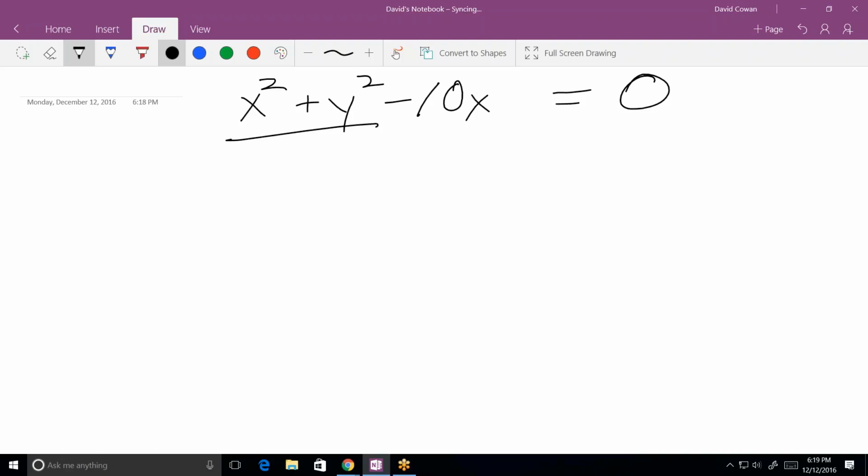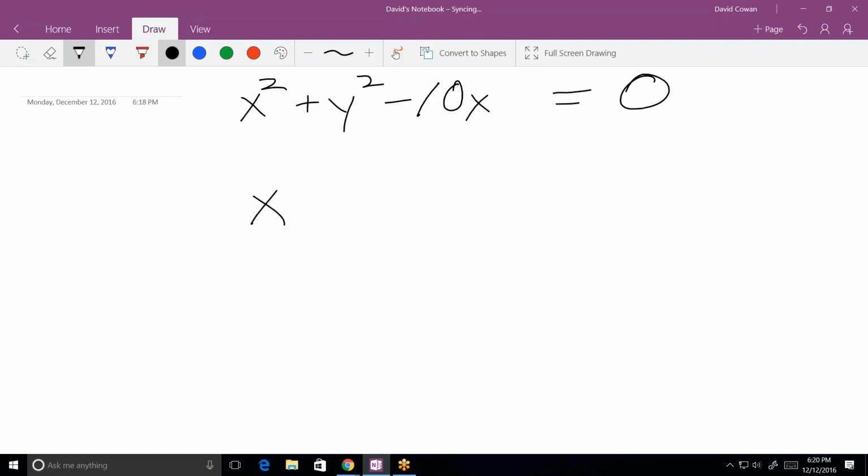This right here tells you what it is. What is it? It's a circle. It's a circle because you have an x squared and a y squared, and their coefficients are the same. There's a plus sign between them. In other words, the moment you told me x squared plus y squared, I could have said it's a circle.